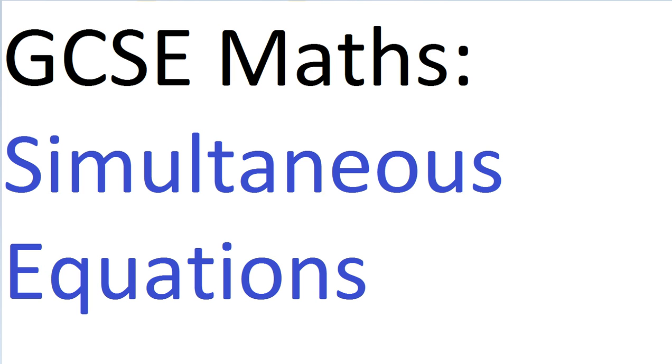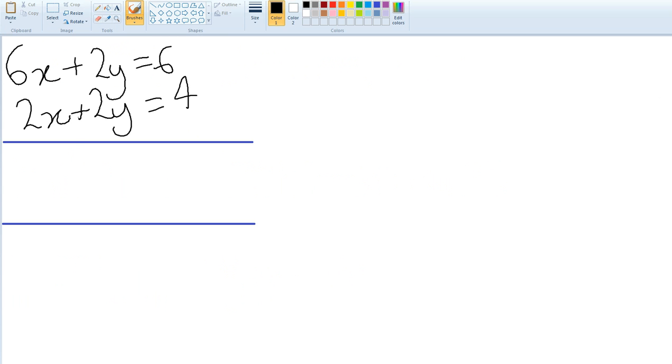I'll show an equation now. In this case, they are the same, 2y's in both of the equations, so they will cancel out. So, let's subtract the bottom one from the top one. 6x minus 2x equals 4x. 2y minus 2y equals 0, so you don't need to put that. And that equals 6 minus 4 equals 2.